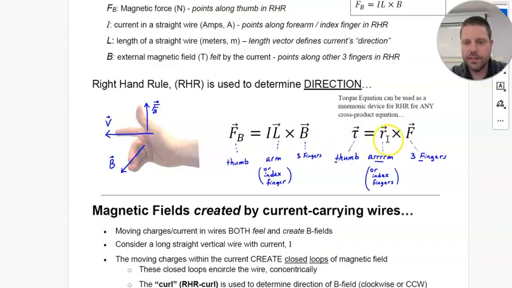Again, applying our mnemonic device of torque, this first vector is your index finger or your forearm. Second one are your three fingers, and then the thumb is the force. So whenever we're calculating the force experienced by a moving charge or moving current through a length of wire, we are always going to be doing the force equation that involves the direction defined by the right-hand rule.